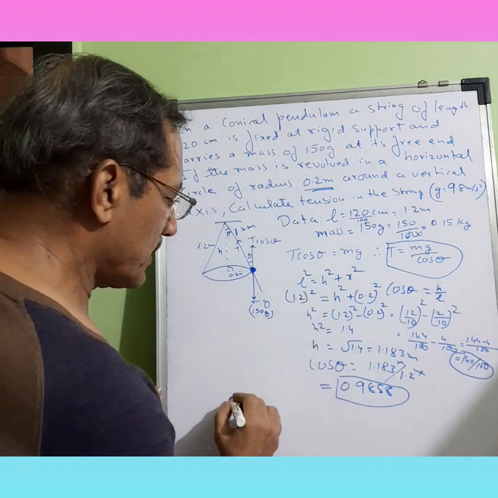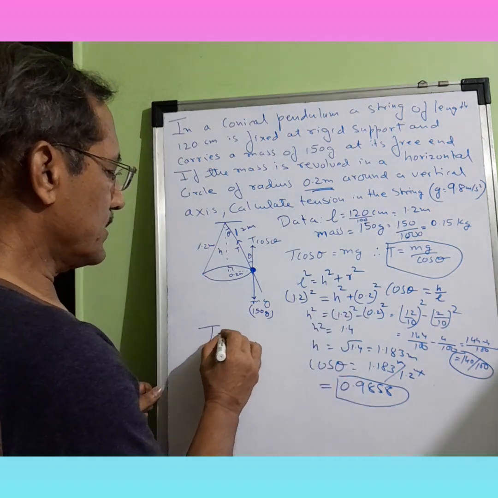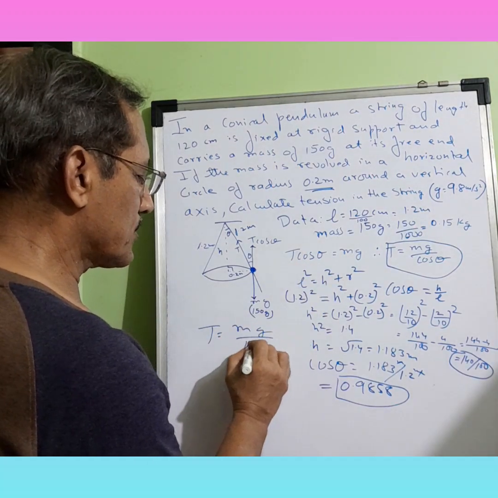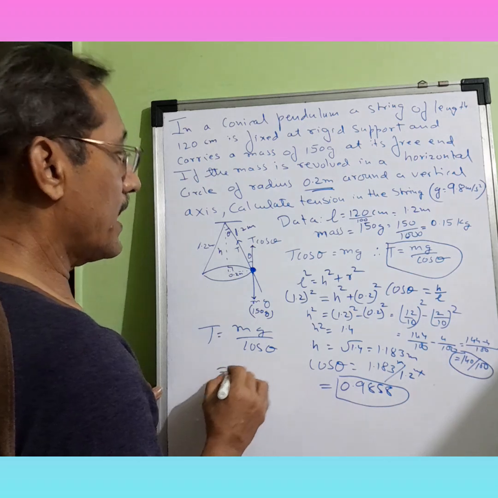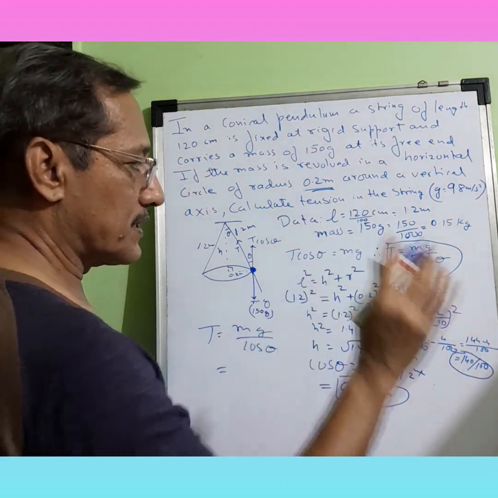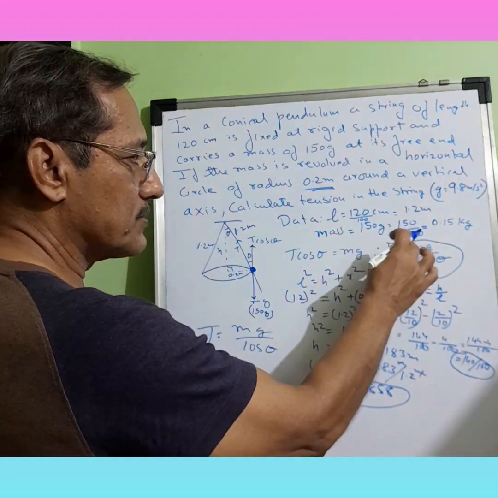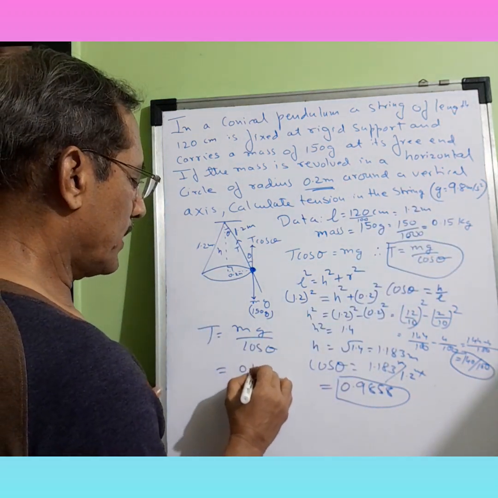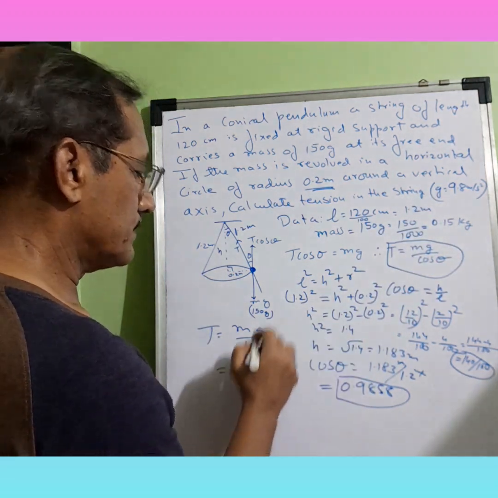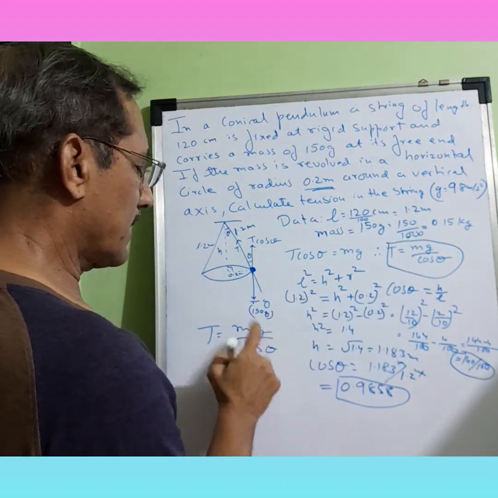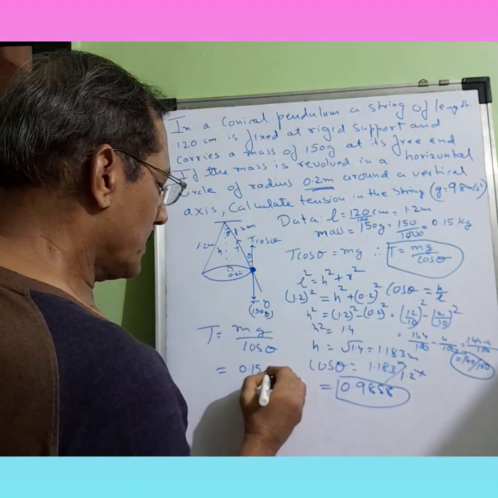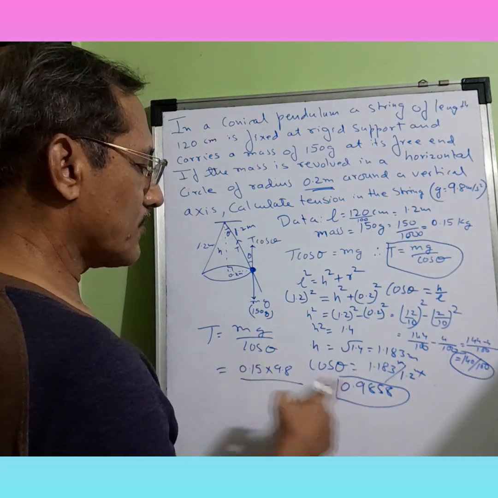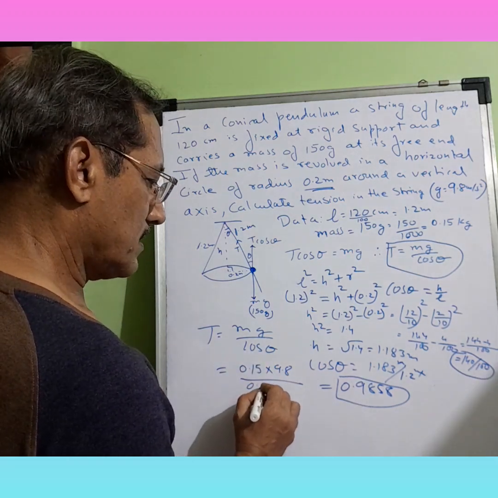The next mission is straight away finding tension. I'll do it here. Let's find out tension. Tension is mg over cos theta. Now m, already given, is 150 grams, but that is not valid, so we divide it by 1000 to get it in terms of kg. 0.15 kg. And your gravitational acceleration is already provided. It is 9.8. So I just put the value.